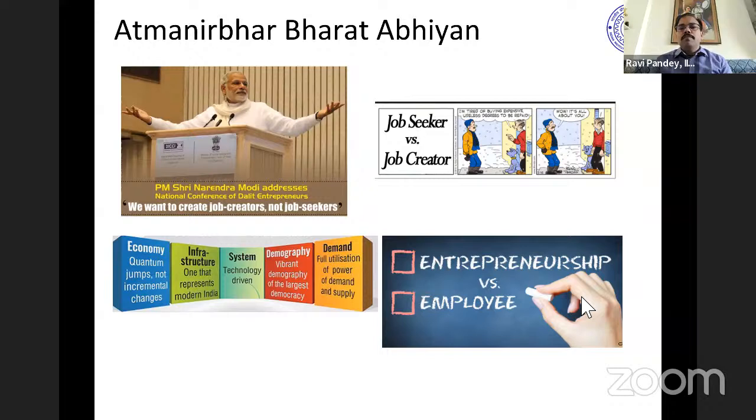Then one major point which was discussed, which is common to all domains, be it manufacturing, be it academia, is that a nation is being built by 5 pillars: economy, infrastructure, system, demography, demand. All being faculty members, all being at least UG students, you must know the definition of all this. Now, why is the government emphasizing innovation and linking research with teaching? What are the reasons behind this?